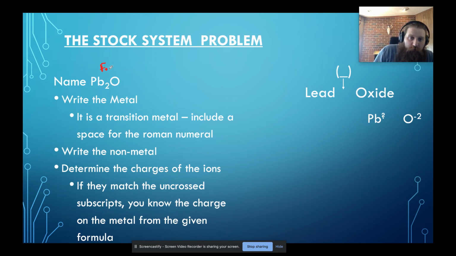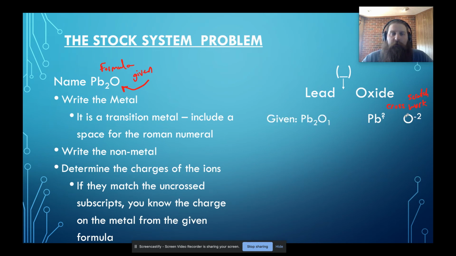So here is the formula that we were given. We want to cross this scratch work. So this is our cross scratch work. We want to cross these two charges and see if that works. So there's our given. All right, we have to uncross them. I get Pb +1 and O -2. And the question I need to ask myself is this: does that right there match the crosswork? Well, yeah, it does. Yes, so we're good.